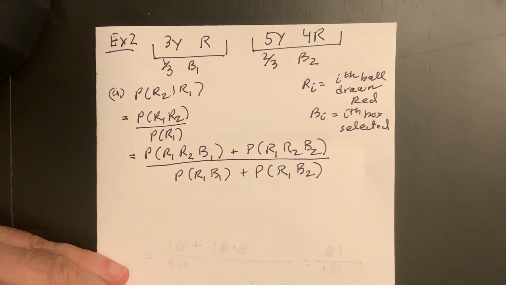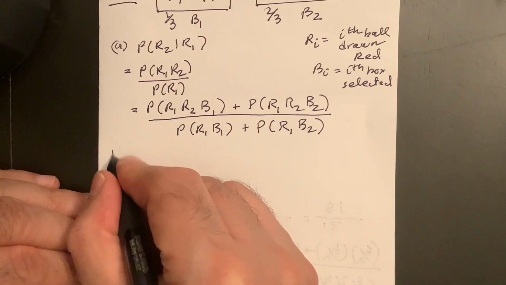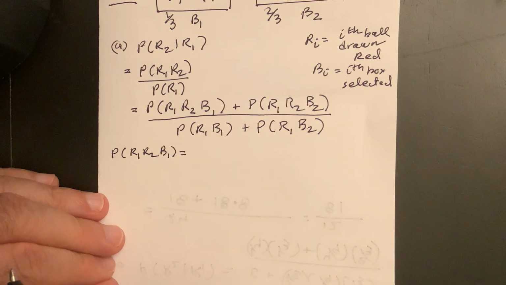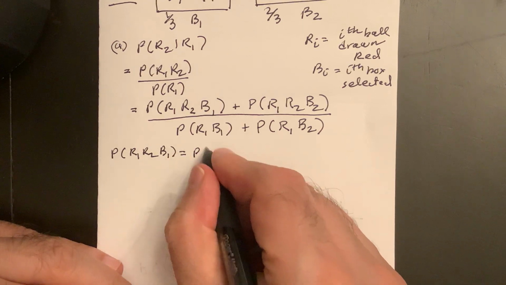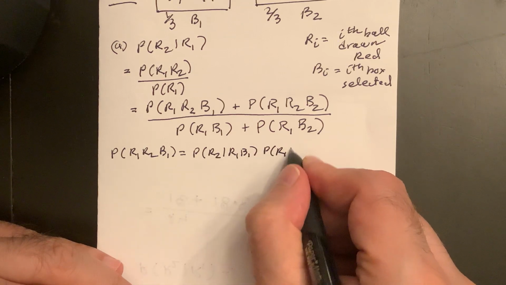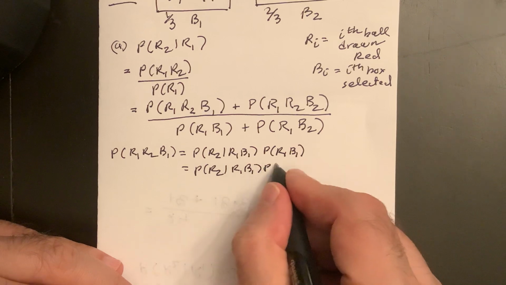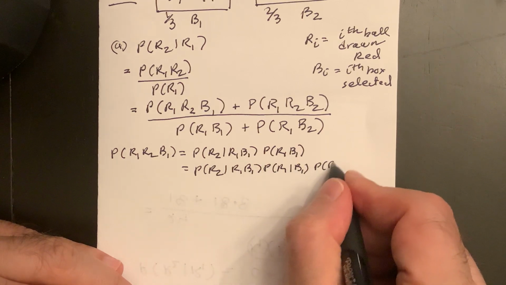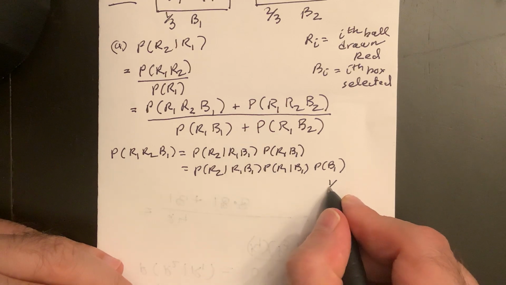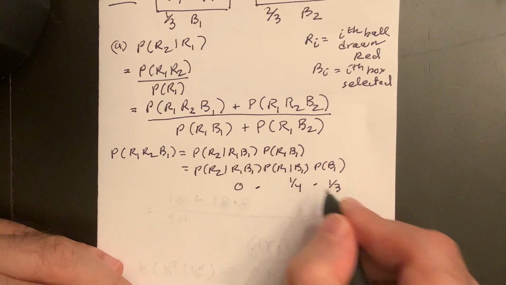Okay, so now how do we compute those? Well, let's do the top one, P(R1 R2 B1). This is just equal to probability R2 given R1 B1 times the probability R1 B1. But that's probability R2 given R1 B1, probability R1 given B1, probability B1. Okay, that's unrolling it all for you. And then these each we can do. Probability B1, 1/3. Probability R1 given B1, 1/4. Probability R2 given R1, 0. So this is 0.